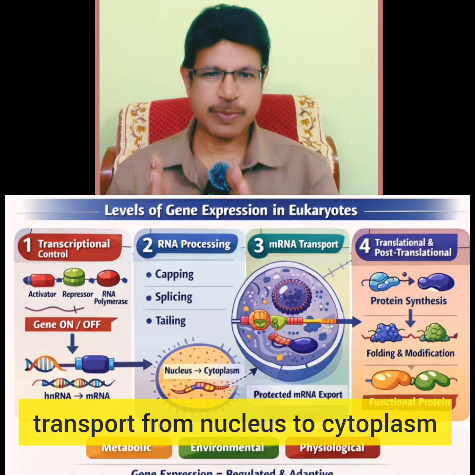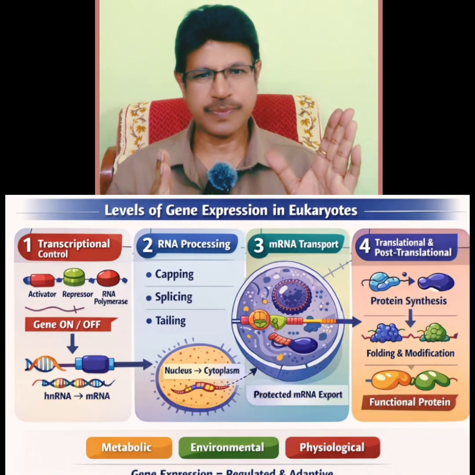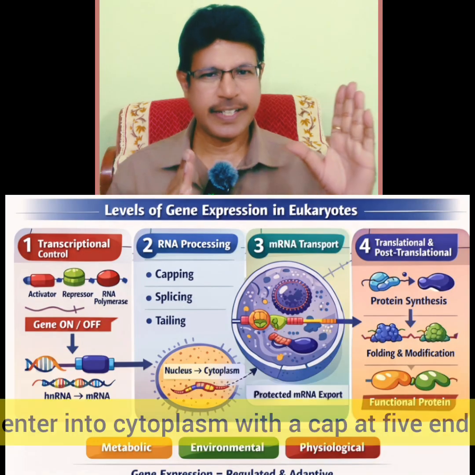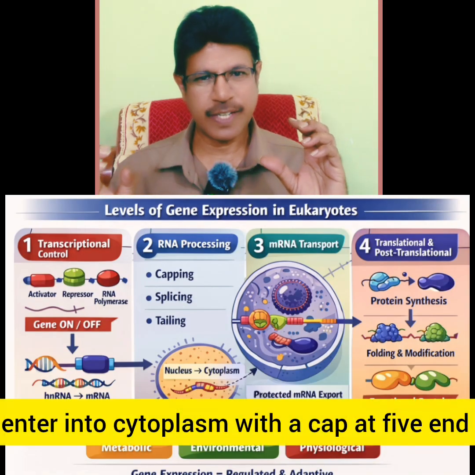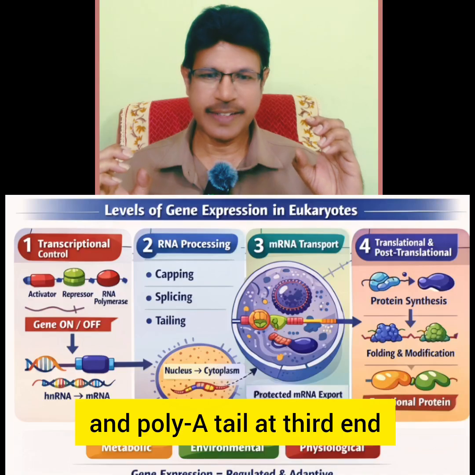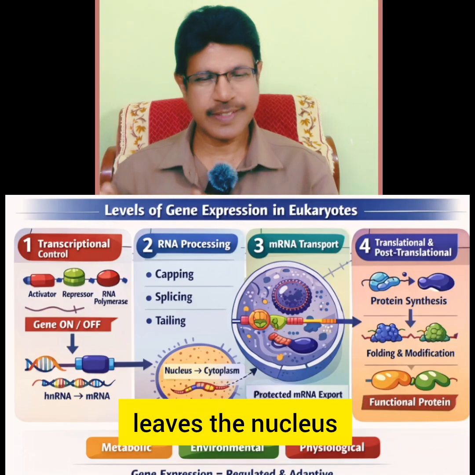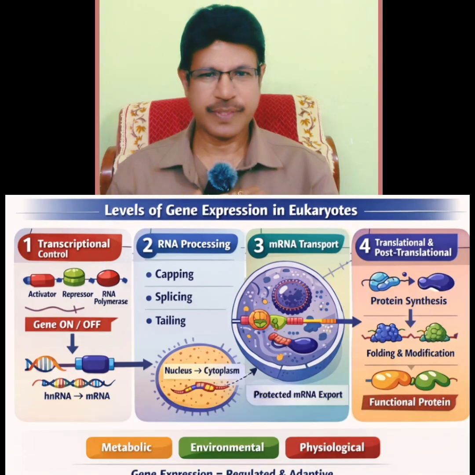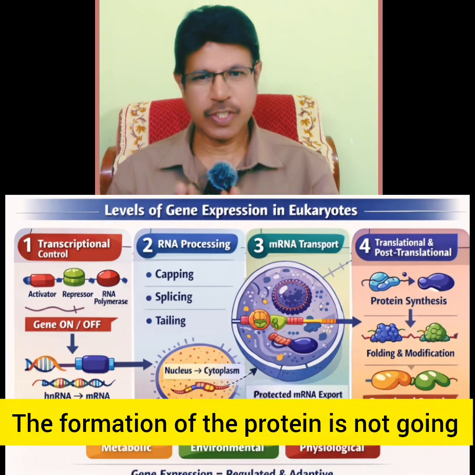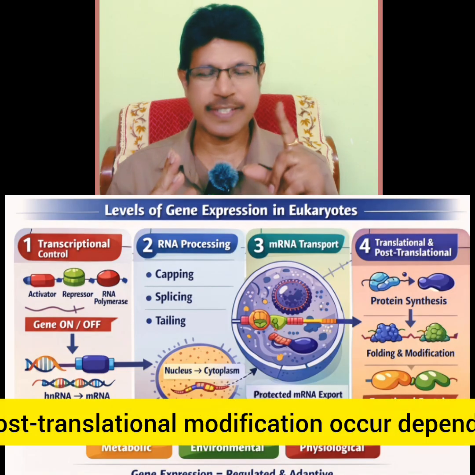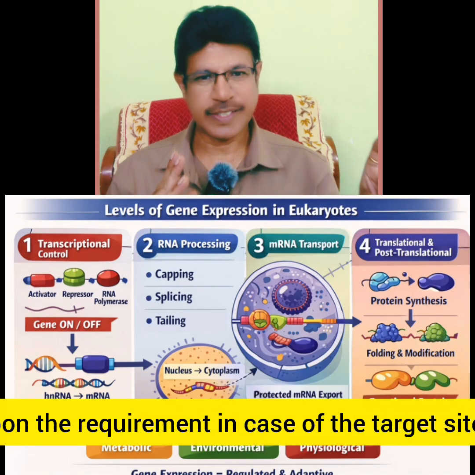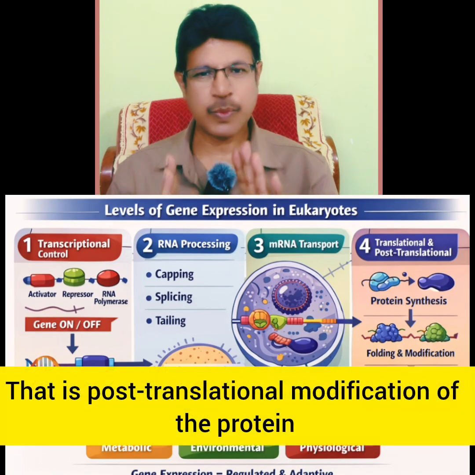Third, transport from nucleus to cytoplasm. Only properly processed RNA leaves the nucleus and enters the cytoplasm, with a cap at the 5' end and a poly A tail at the 3' end. Translation level is the fourth one. The formation of the protein is not a complete process. Post-translational modification occurs depending upon the requirement of the target sites. That is post-translational modification of the protein.